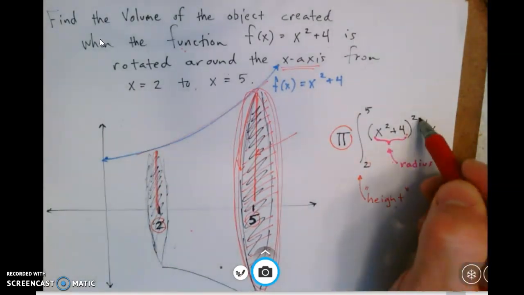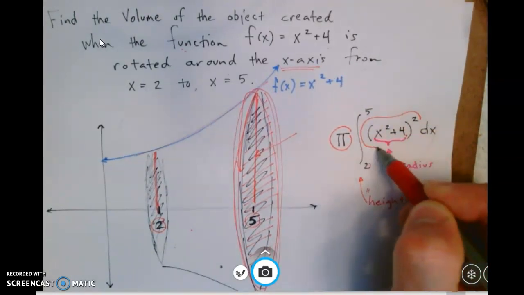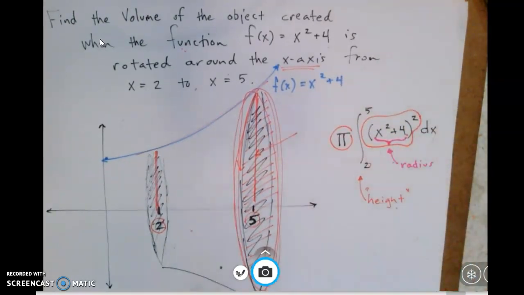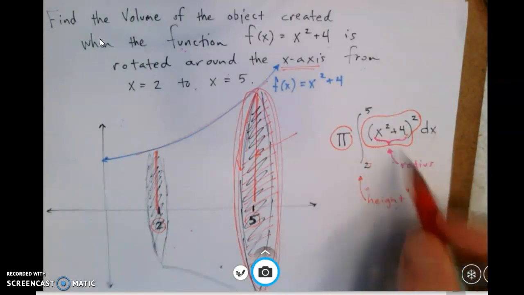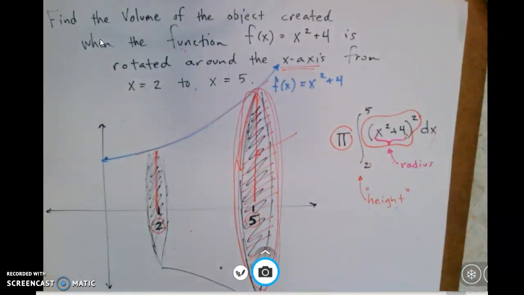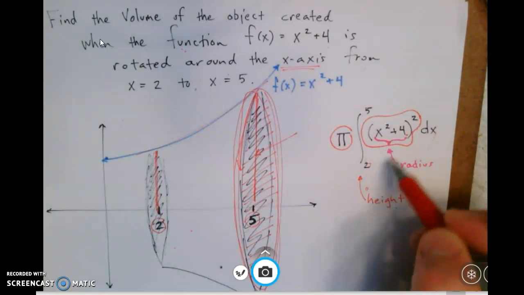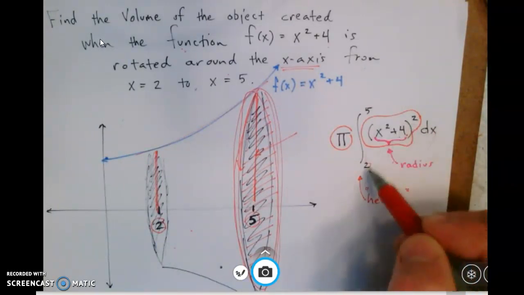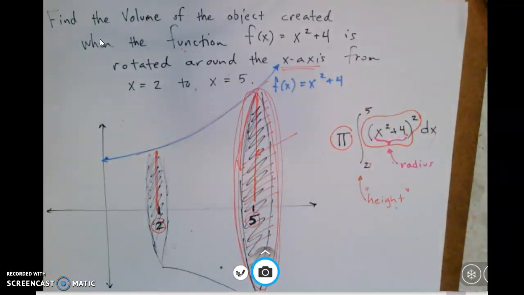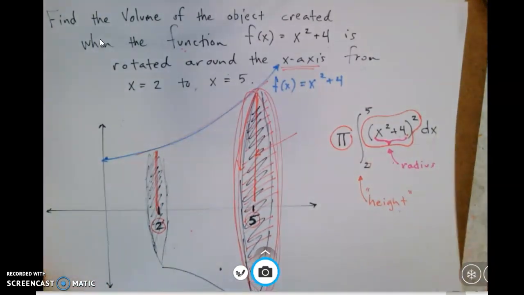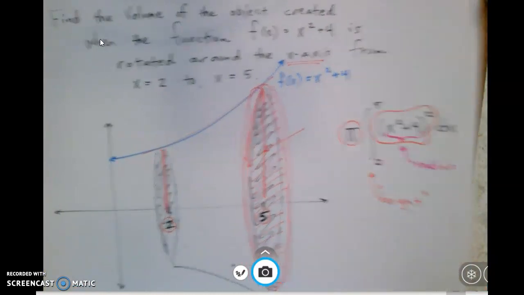But I'm putting this function into my calculator. Before, when we were calculating the integral, we would only put the function. Well, now, the only change is we're encompassing this, and we're squaring the whole thing, and then we're evaluating from 2 to 5. Okay, so this is the basic formula. All right, so let's do a couple problems.